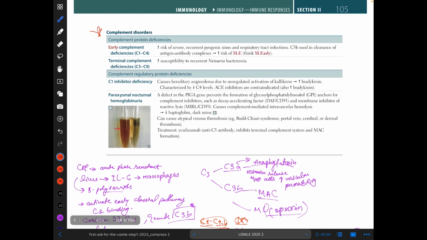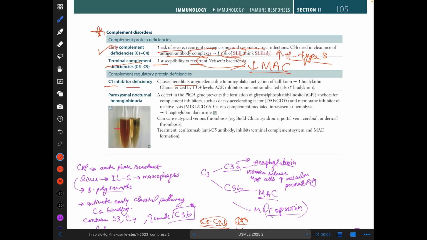They are giving the complement disorders like early complement deficiency, with high risk of severe recurrent pyogenic sinus and respiratory tract infection, and decreased clearance of antibody antigen complexes, with high risk of SLE and hypersensitivity type 3 reactions. And in terminal complement deficiency, there is increased susceptibility to recurrent Neisseria bacteremia due to decreased MAC. And C1 inhibitor deficiency causes hereditary angioedema.